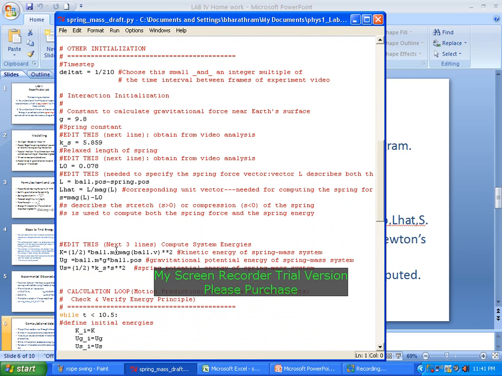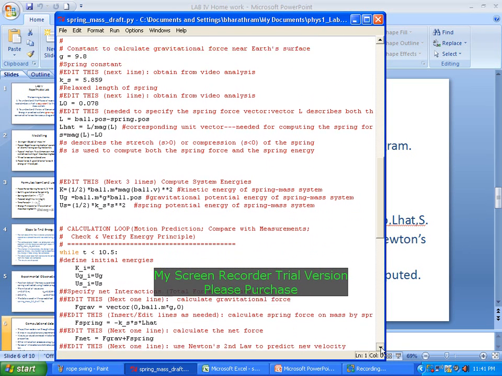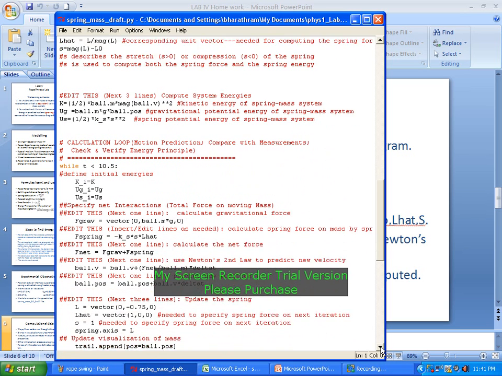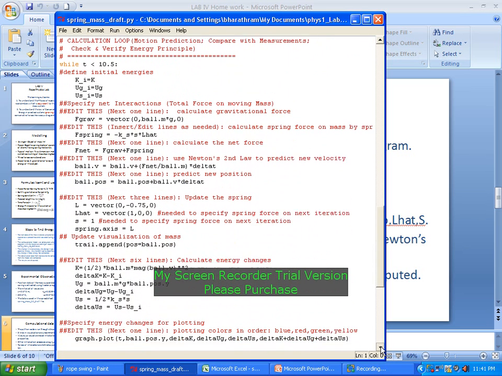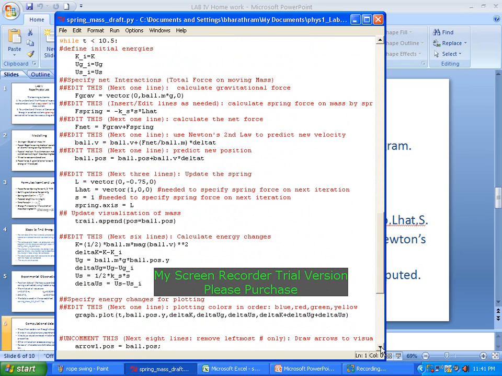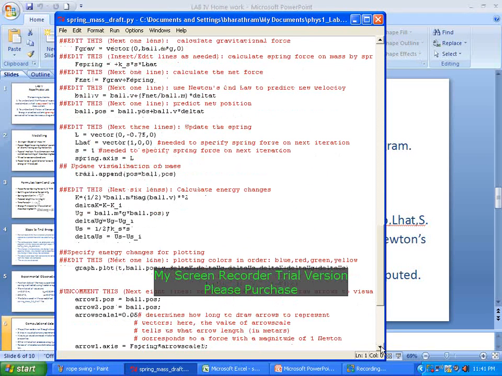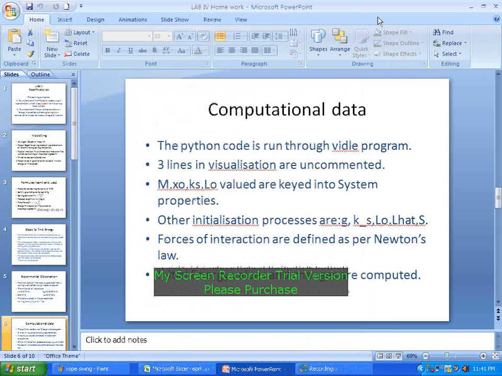To compute the system energy, we are using these formulae. The initial values of the energy, the interaction forces, and the final value of the energies are included. Then the graph is plotted as 4 plots for delta K, delta Ug, delta Us, and the total change in energy.